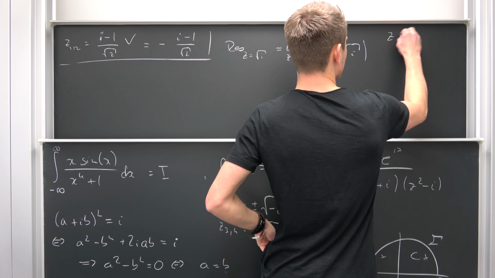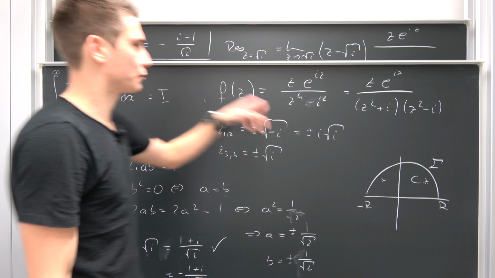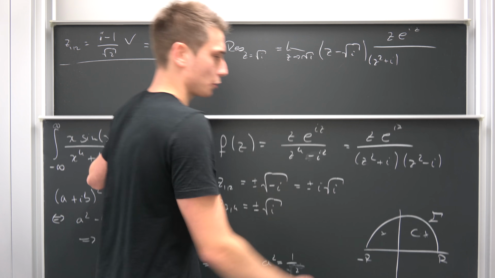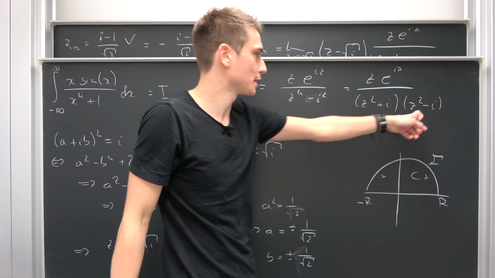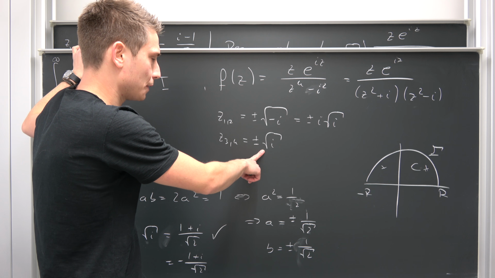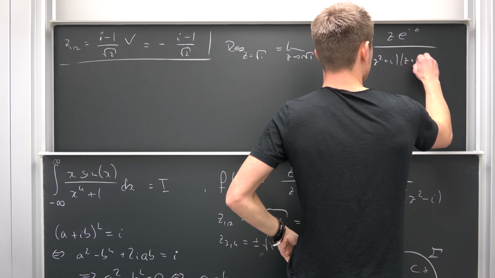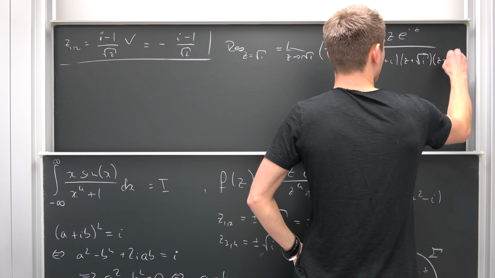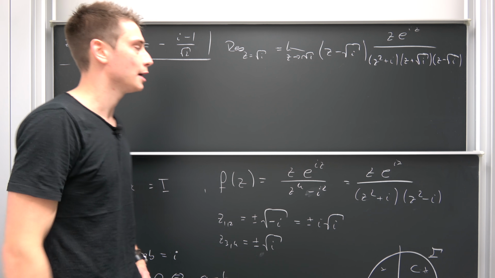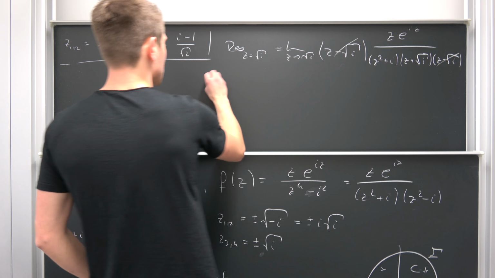So we have z e to the i z over, okay, I'm going to leave this part as it is, z squared plus i, but I'm going to factor this one here respectively, because, you see, we have found those zeros. So we have z plus square root of i times z minus square root of i. I hope you can see where this factoring came from. That's just factoring polynomials. When you have found out the zeros, then this and that is going to cancel out, and now we can safely use the limit on here.